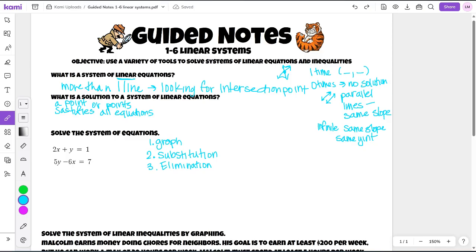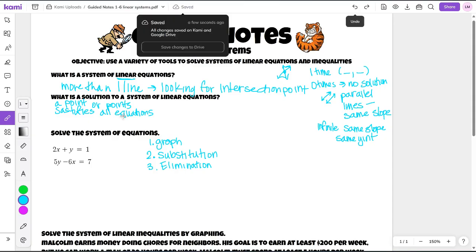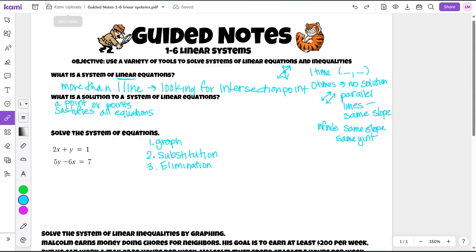All right, so 2x plus y equals 1. That's what I'm seeing there. I just want to make sure I have the same thing. Yep. And 5y minus 6x equals 7. All right, so I'm going to go over here to Desmos, and I'm going to click on this point. So negative 0.125 for the x and 1.25 for the y. So I have solved the system by graphing. I know that's the intersection point, but we're going to pick one of these two ways and go ahead and solve. So I'm going to do the elimination method.